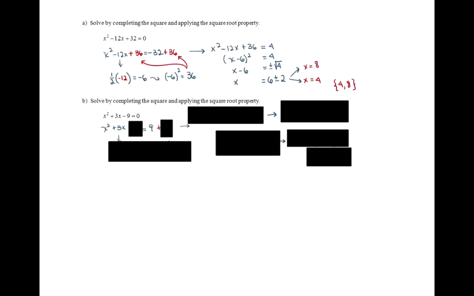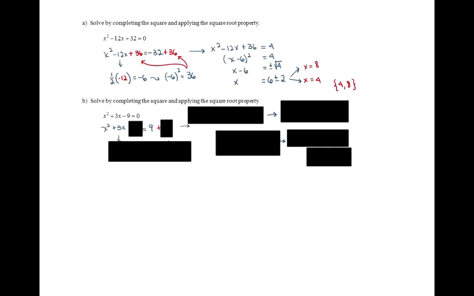You add 9, so you move this 9 to the right. So I would get x squared plus 3x is equal to 9. I need to add something to the left-hand side to complete the square. What is that number I need?